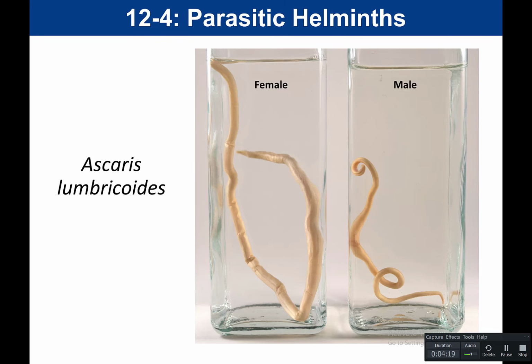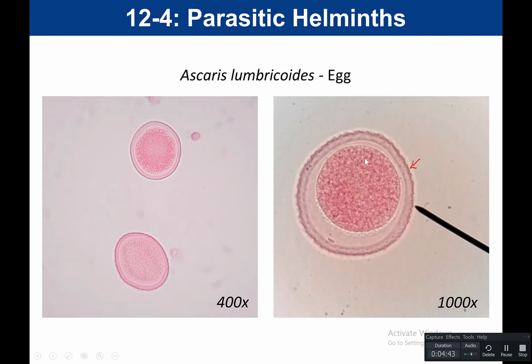So this is just showing you and comparing the male versus female. You should be able to, if you look at a picture, you should be able to identify which one is male and which one is female. And again, what you're looking for is that the male is going to have this spicule. The female does not. So that's how we can identify whether this is male or female. The Ascaris lumbricoides egg, you're looking for these mammillations, this rough edge around the egg. And so that's how you know that this is Ascaris lumbricoides.